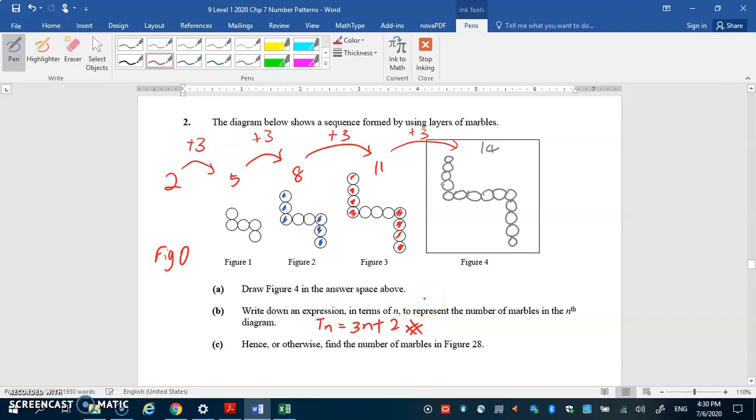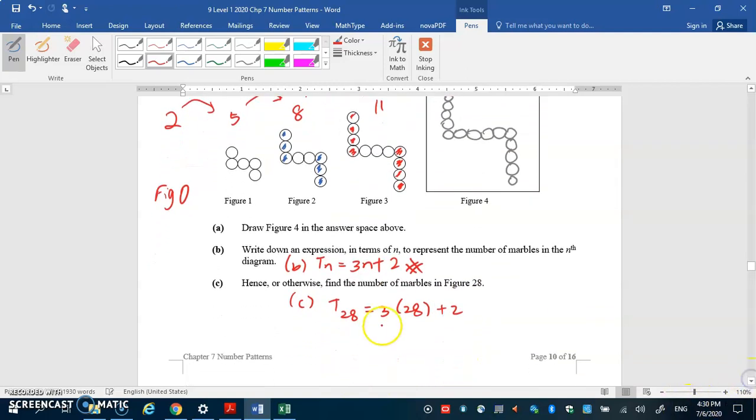Done. Part C, hence or otherwise find the number of marbles in figure 28. So T28 equals to 3 times 28 plus 2. The answer is 86. Okay. Very good.